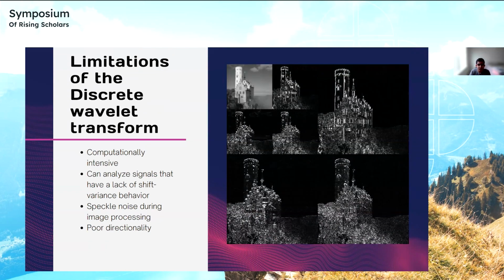Now, unlike the fast forward transform, the discrete wavelet transform can analyze signals across various frequencies. But however, it also has environmental interference, and this could contribute to poor resolution images, as you can see to the right.